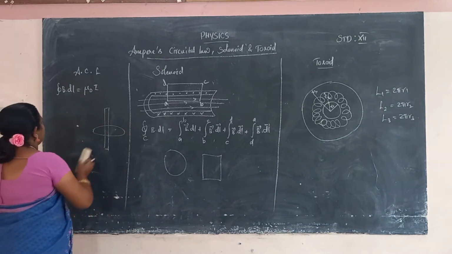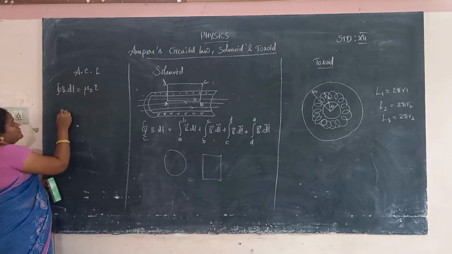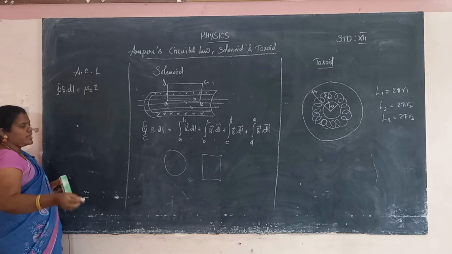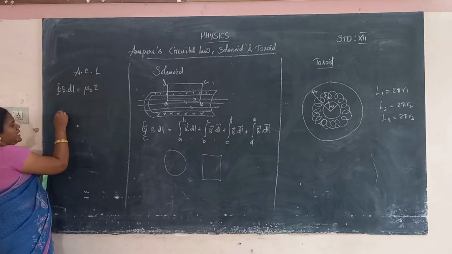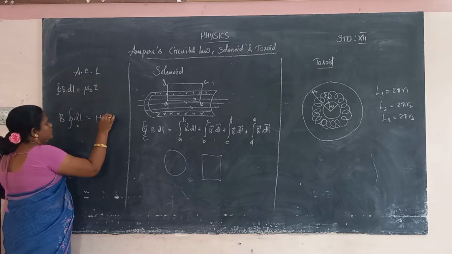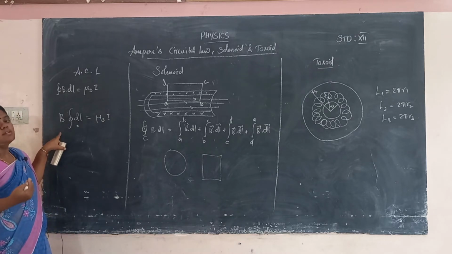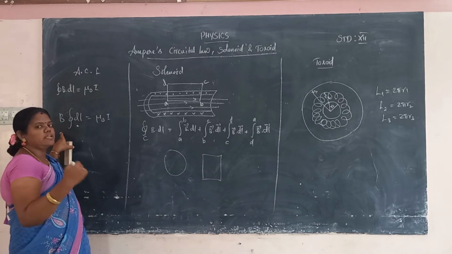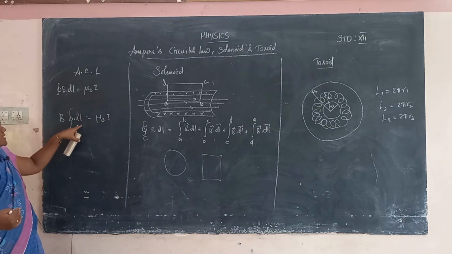We have to apply the closed integral of B dot dl equals mu naught I, not with cos theta or anything. In the closed integral, B is taken outside because the magnetic field has the same, uniform magnitude throughout the circular path around the conductor. So the closed integral of B dl equals mu naught I.